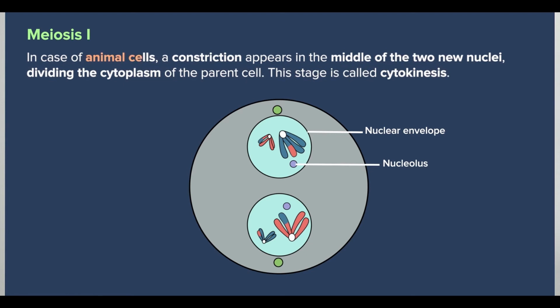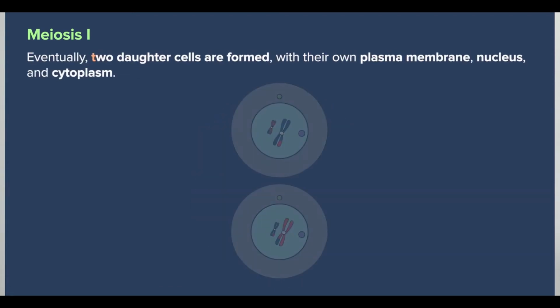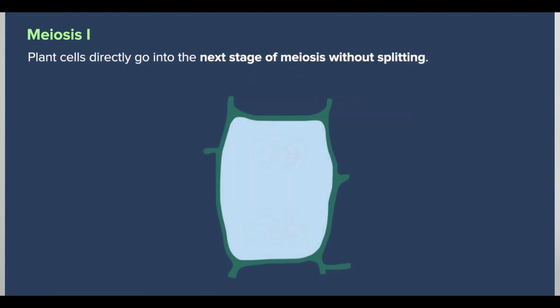In case of animal cells, a constriction appears in the middle of the two new nuclei, dividing the cytoplasm of the parent cell. This stage is called cytokinesis. Eventually, two daughter cells are formed with their own plasma membrane, nucleus, and cytoplasm. As for plant cells, they directly go into the next stage of meiosis without splitting.